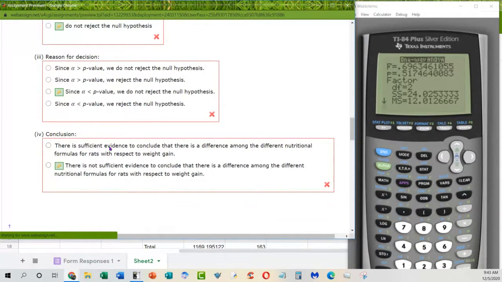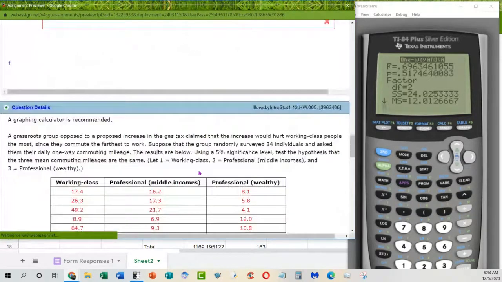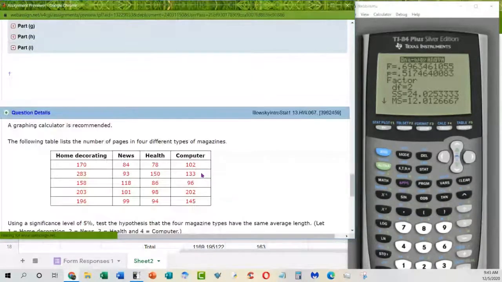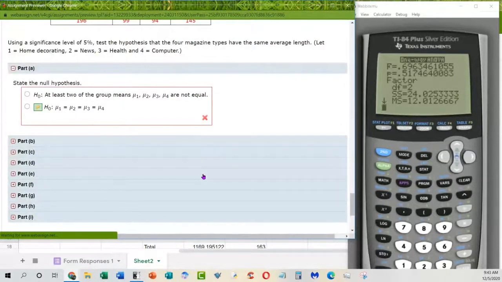Well, it means that either there is sufficient evidence to assume that at least one is different, or there isn't enough evidence to assume one is different. And so we're not rejecting, so there isn't sufficient evidence to reject it. And that's it. And the other two problems are exactly the same.